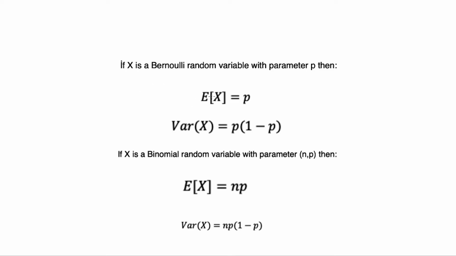Here we have the expectation of the distributions that we have seen before. The expectation of the Bernoulli random variable is just p, and its variance is p times (1 minus p), and we can get them from their PMF. The expectation of a binomial random variable is np, and its variance is np times (1 minus p). So it's just the Bernoulli expectation and variance, but multiplied by n.